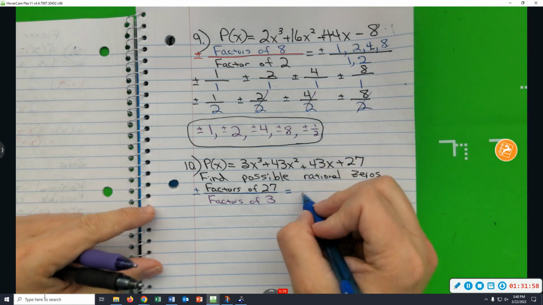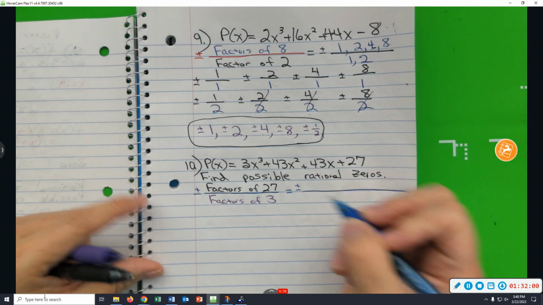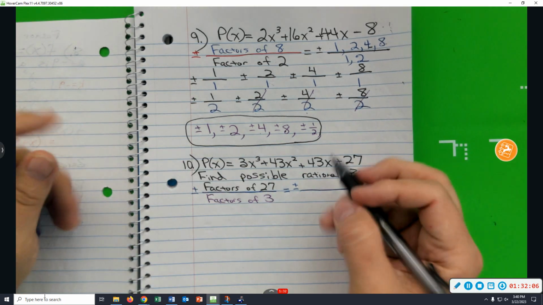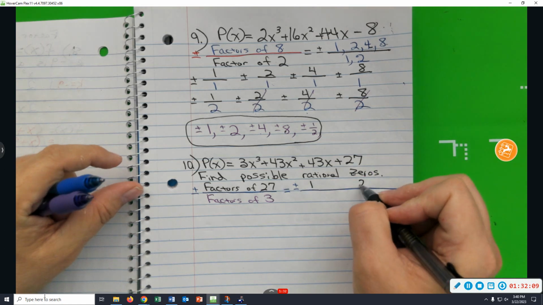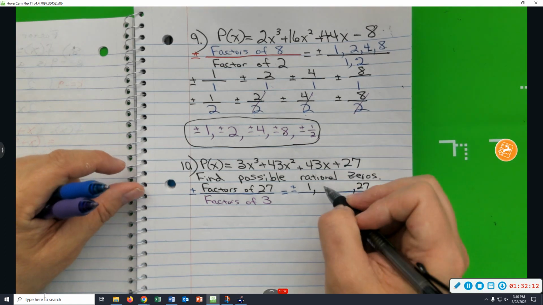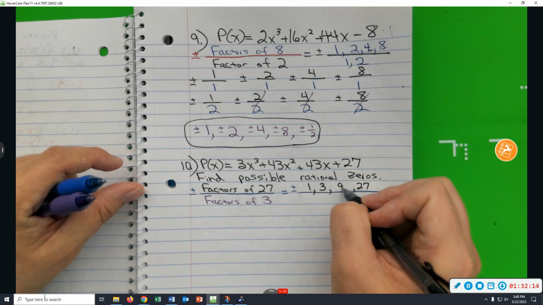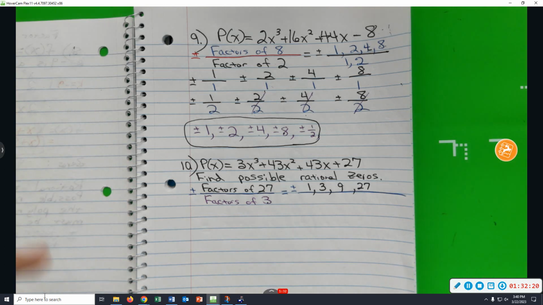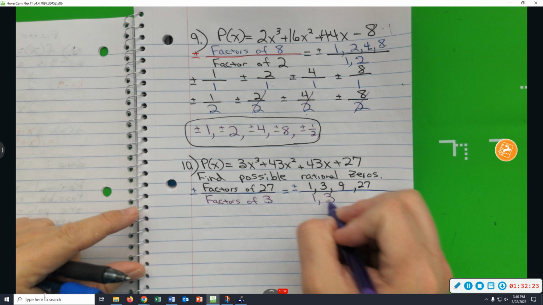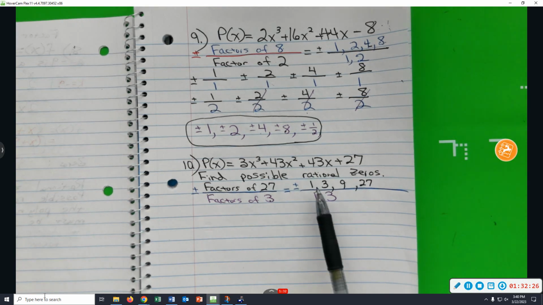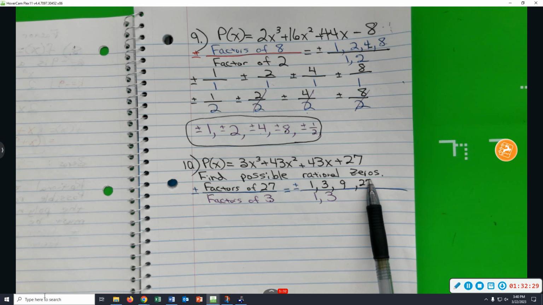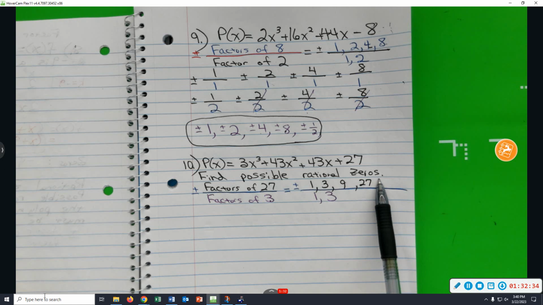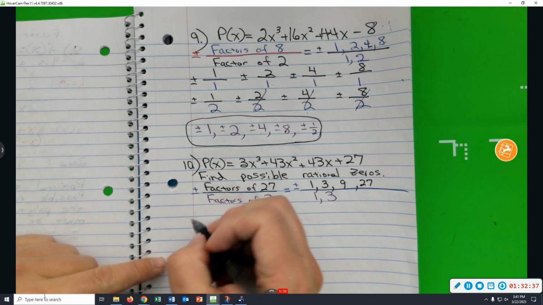Okay, so what are the factors of 27? I'll get us started. There's 1 times 27. Well, there's not that many, I guess. 1 times 27. 3 times 9. Is that it? Yeah. What about the factors of 3? 1 and 3. So we're going to take every one of those numbers on top, put them over 1. Then take every one of those numbers on top and put them over 3. Okay, good.